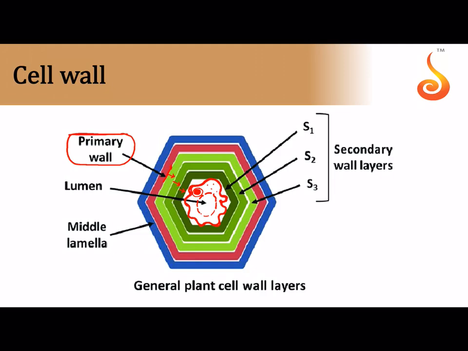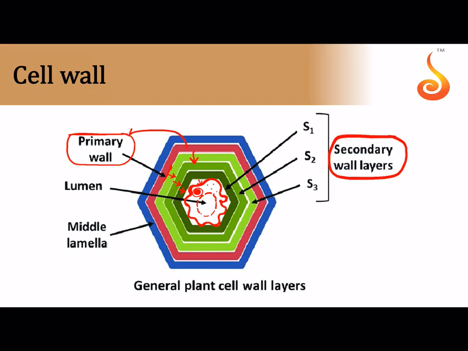Between the primary cell wall and the plasma membrane, notice this is the plasma membrane. So between the primary cell wall and the plasma membrane, several layers are laid down, and these layers of cell wall are referred to as the secondary cell wall layers. Notice that they are present inside the red layer.